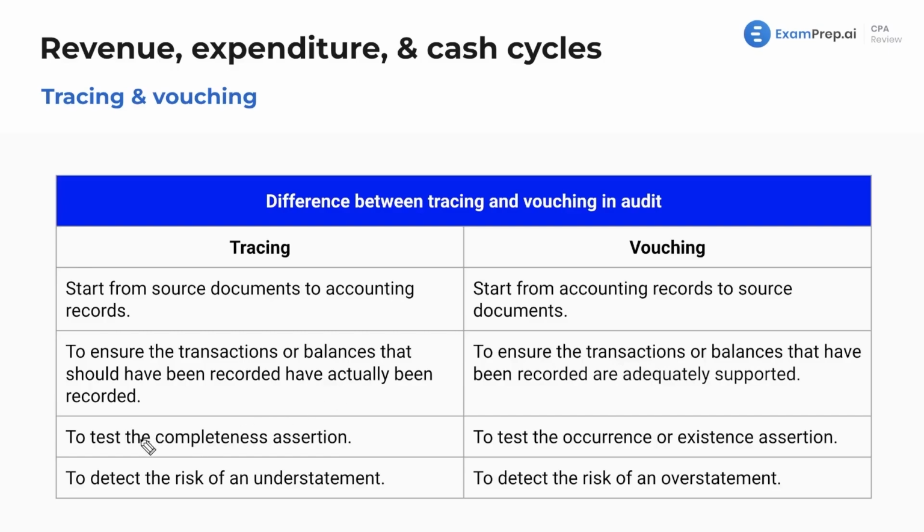For tracing, generally this is going to help to test the completeness assertion. And for vouching, this is generally going to help test the occurrence or existence assertion. Lastly here, tracing is going to help you detect the risk of an understatement, and vouching will help you detect the risk of an overstatement. So this is pretty important. This will help you with a lot of nice multiple choice questions, right? Just sit with it, think about it. It's going to help you with all those points.